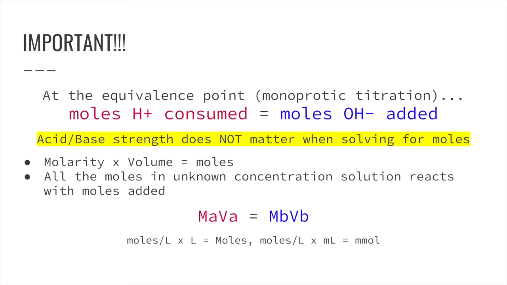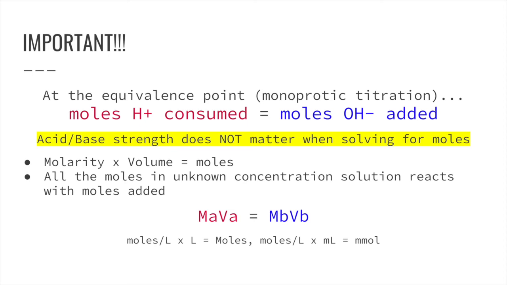This is so important that it has its own slide. So at the equivalence point, assuming it's a monoprotic titration, for example, the moles of H consumed will equal the moles of OH added. Titration matches moles with moles. It's stoichiometry. All moles of acid reacts with all moles of base to reach the equivalence point, or the reaction endpoint, in their appropriate ratio.